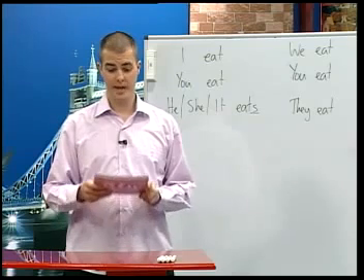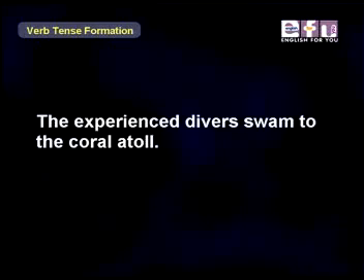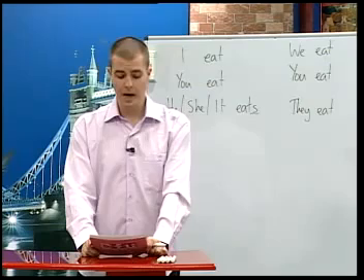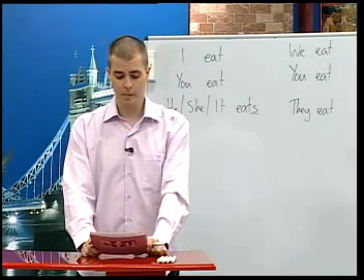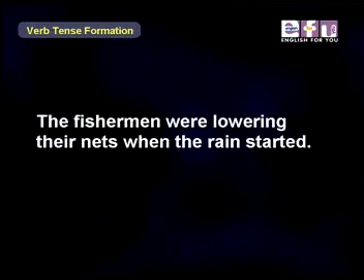However, there are many irregular verbs in the past tense. Here's an example. The experienced divers swam to the coral atoll. The past continuous is formed by using was, were, plus verb, plus ing. The fishermen were lowering their nets when the rain started.